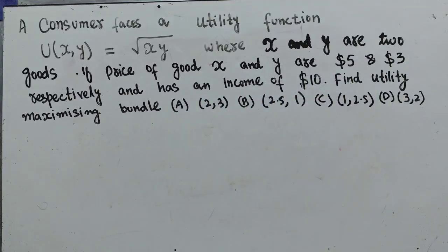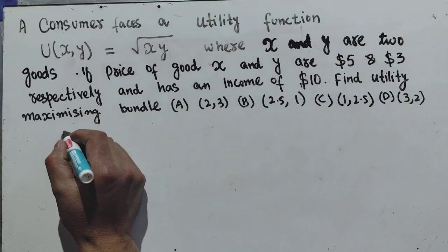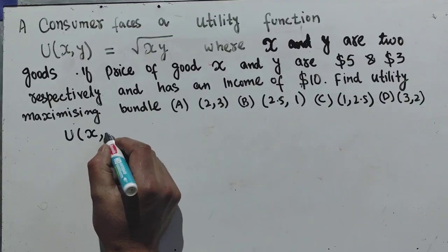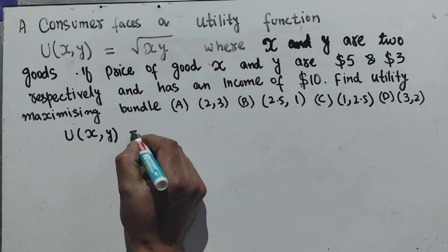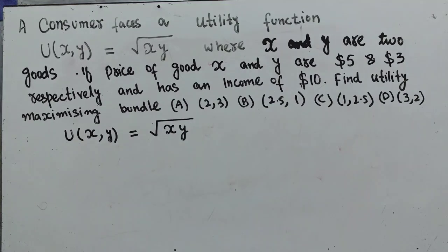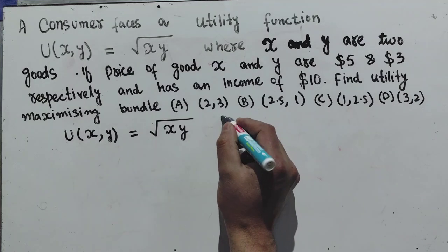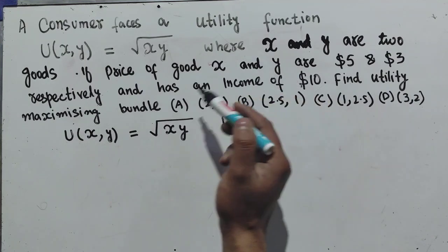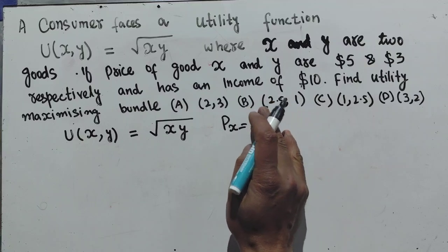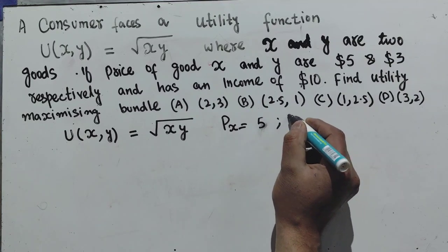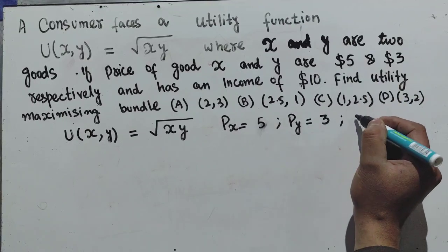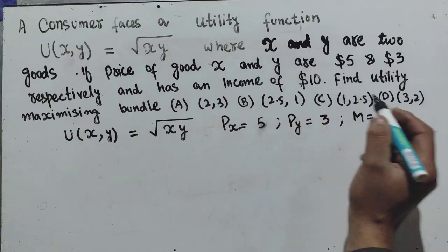We need to find out the correct option. So what are we being given? We are given the utility function, that is utility as a function of two goods x and y, equal to the square root of x times y. The price of good x is $5, so it is 5. The price of good y is $3. The income of the consumer is $10.